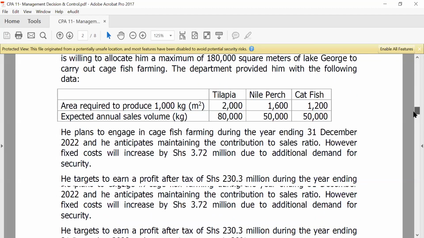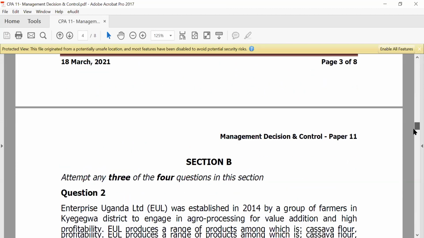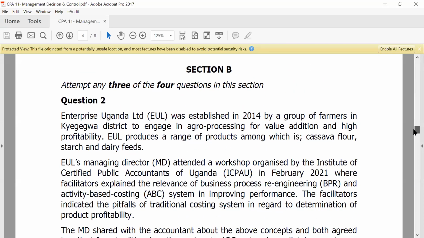As we're going to see, question two right here. So here it says that Enterprise Uganda Limited was established in 2014 by a group of farmers in Chengegwa district to engage in agro-processing for value addition and high profitability. So EUL produces a range of products, among which is cassava flour, starch, and dairy feeds.